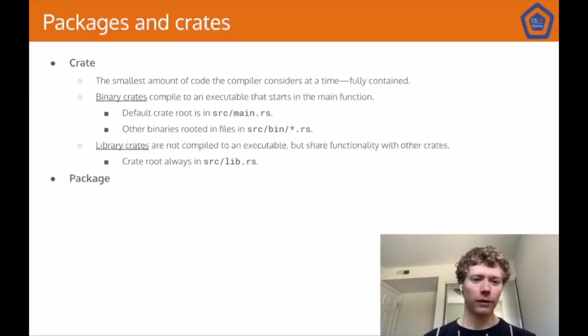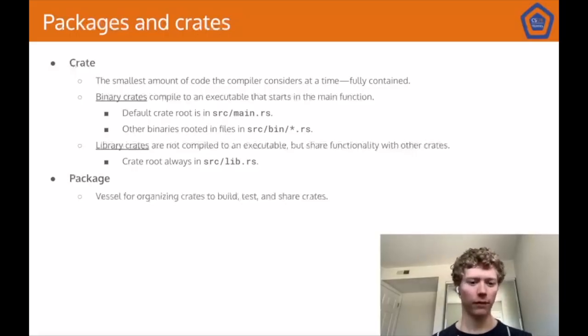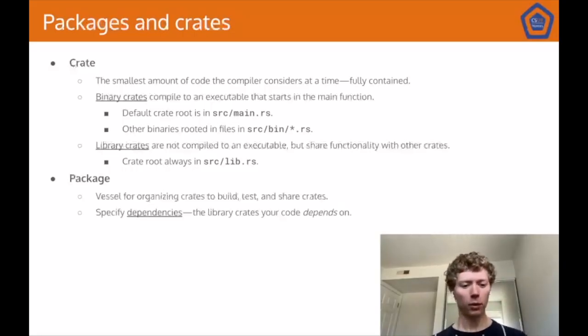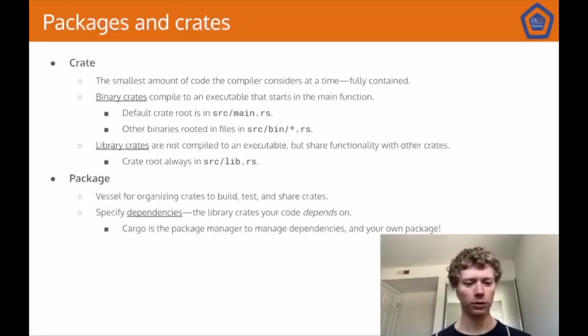A package encapsulates at least one crate, but you can have many crates, right? A package is a vessel for organizing crates to build, test, and share. If it's a binary crate, it's for building, right? You're going to build it, compile it to an executable, and run. That binary crate can be in a package that also has a library crate. When you share the package, someone can specify your package as a dependency, and when they do that, it uses the library crate that exists in your package. Hopefully that'll make sense in a minute when I go back to VS Code and show you an example.